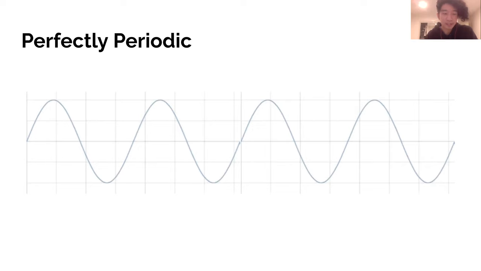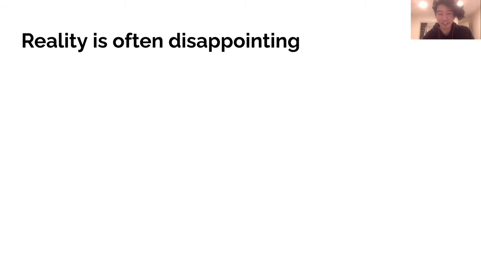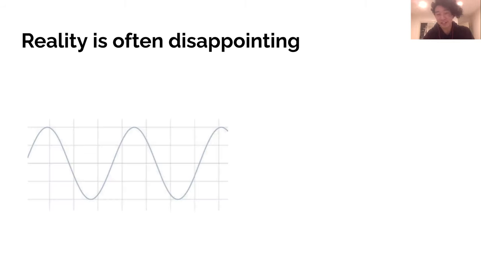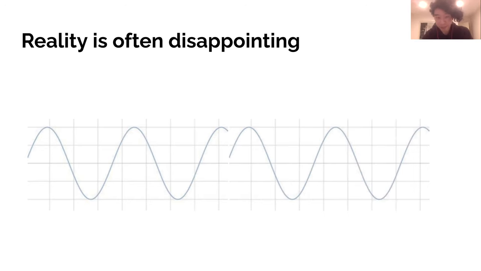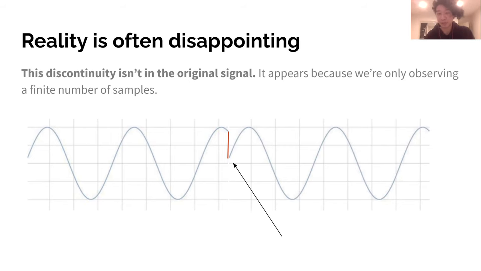Let's say you decided instead to measure for a slightly longer amount of time. You measure for this amount of time. It's a little longer, a little more than two periods. And you'll see that if you try to stitch this signal with itself and it repeats, you get this sharp discontinuity that doesn't exist in the actual original signal, but only appeared because we were sampling for a finite amount of time. This is going to cause the FFT to give an inaccurate output as to what the frequency actually is, just because of this discontinuity.